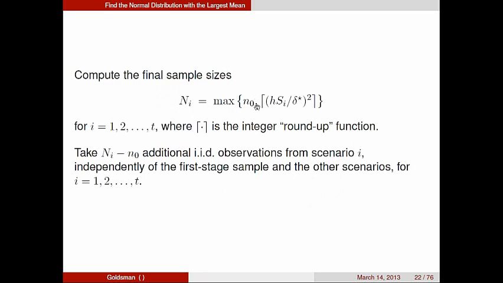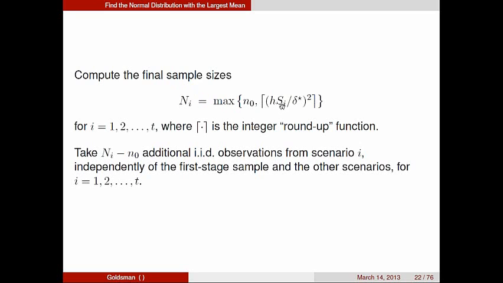So I've taken n0 observations already. This is telling me how many additional observations I need to take in my second stage. Actually, it's Ni minus n0, because I've already taken these. Without going into tedious detail here, the proof is straightforward, but it took people 20 years to figure it out.